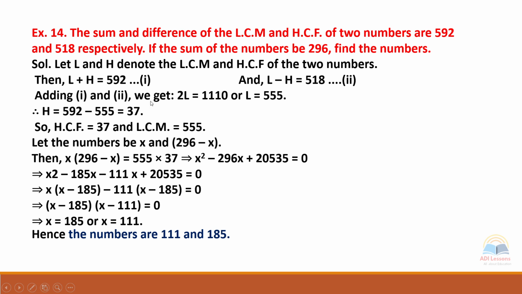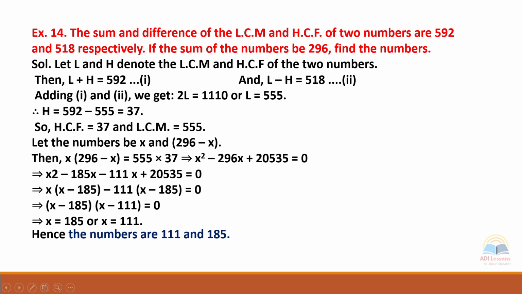Adding 1 and 2, we get 2L equal to 1110 or L equal to 555. Then H equal to 592 minus 555 equal to 37. So HCF equal to 37 and LCM equal to 555. Let the numbers be x and 296 minus x. Then x into 296 minus x is equal to 555 into 37.